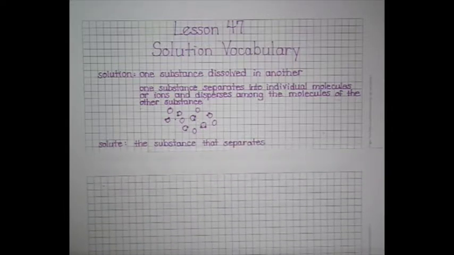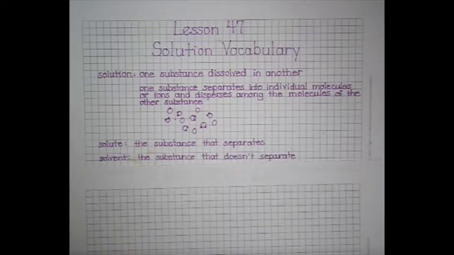All right, the substance that separates, the one that becomes individual molecules or individual ions, is called the solute. And the one that doesn't separate, the one that stays the way it was, is called the solvent. See all those SOLs? Kind of annoying after a while. So in this case, the sugar was our solute and the water was our solvent.